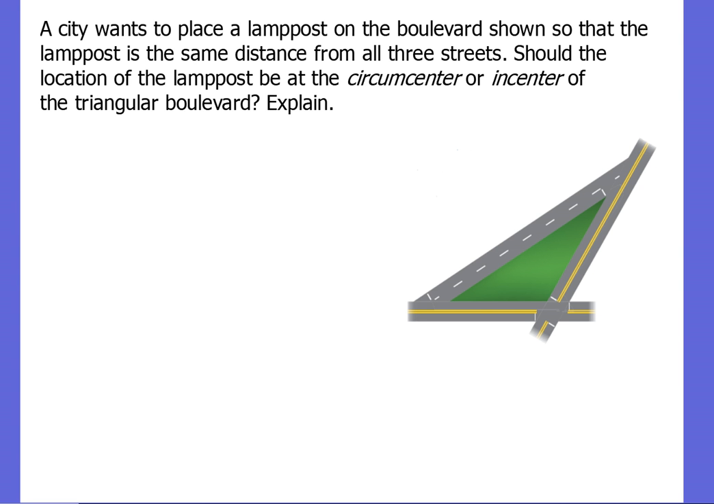It says a city wants to place a lamppost on the boulevard shown so that the lamppost is the same distance from all three of these streets. So we want to know that the lamppost, wherever it is, is the same distance from each of the three streets. Should the location be at the circumcenter or should it be at the incenter of the triangle?